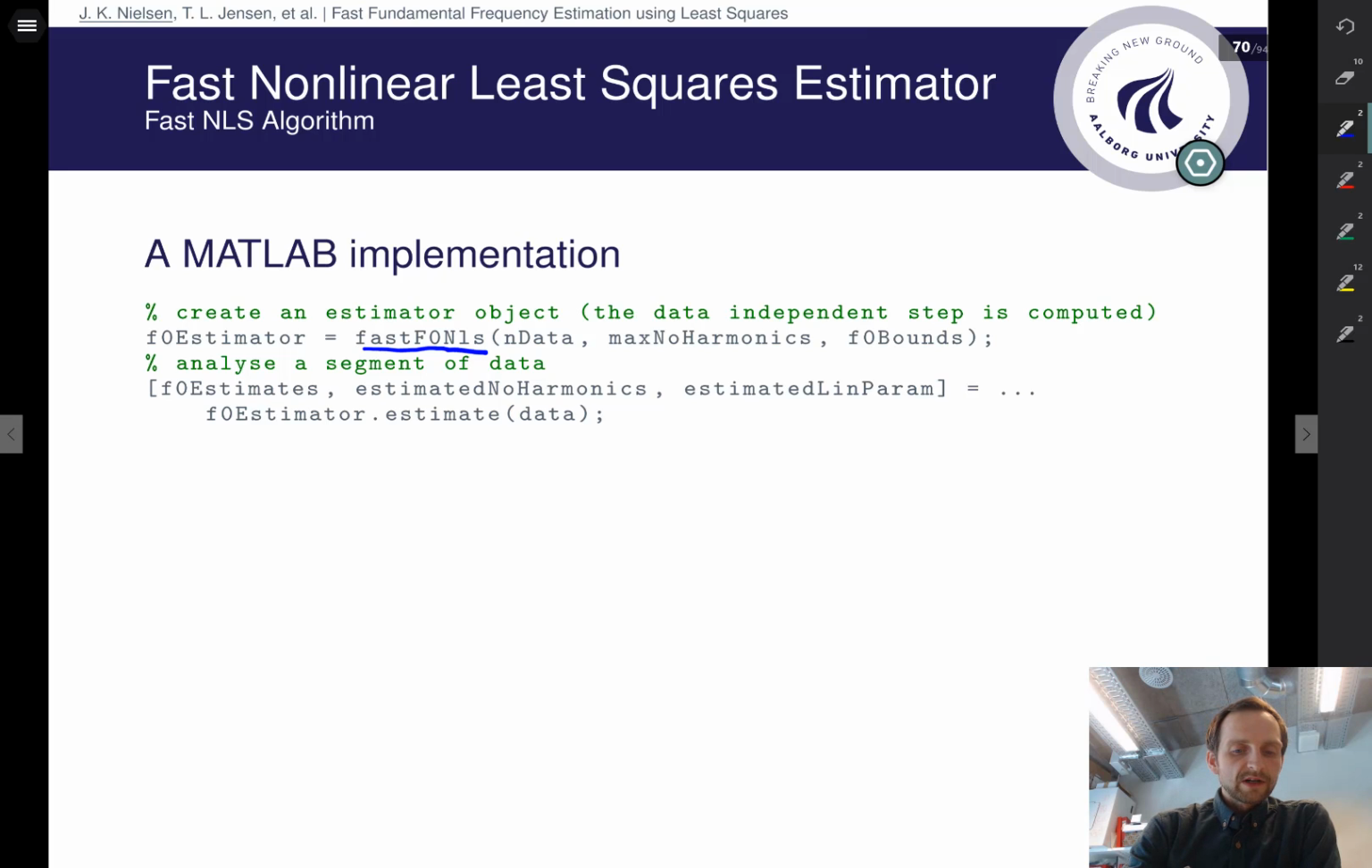And then, when you have constructed your estimator object, you can estimate the fundamental frequency. When you construct this, you also compute the data independent step. And then down here you have the data dependent step. So you just plug in data and ask the object here to estimate the fundamental frequency. You can get the number of harmonics and also the linear parameters.